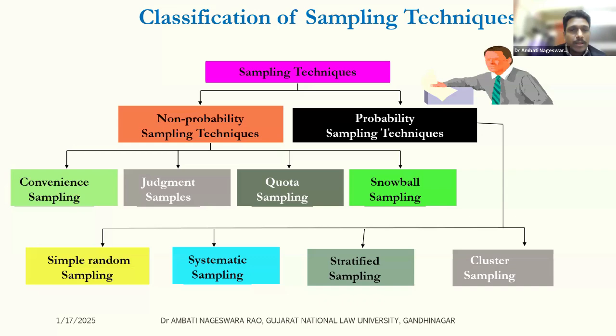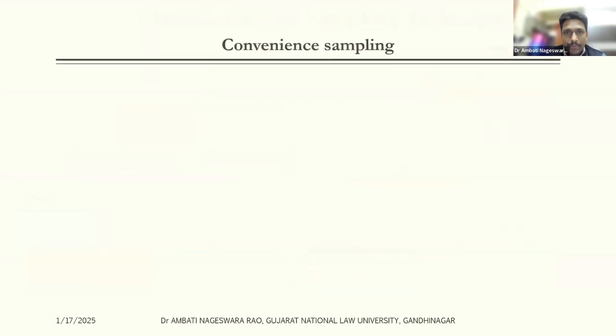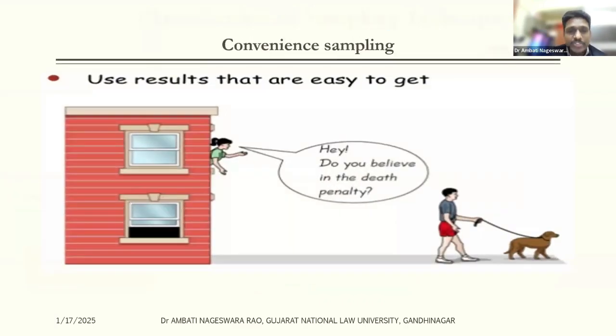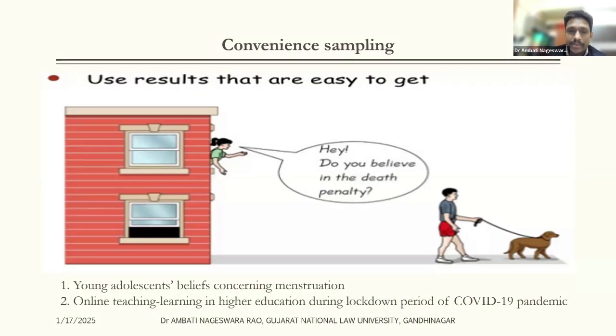Now coming to the non-probability sampling technique. First one we have is convenience sampling. As you can see on this particular slide, the person who is standing in the balcony sees some person who is passing in her street and starts asking, "Hey, do you believe in that penalty?" It means the person who is very convenient and accessible to her, she is able to reach that particular person and start asking about a particular phenomenon, a particular topic.